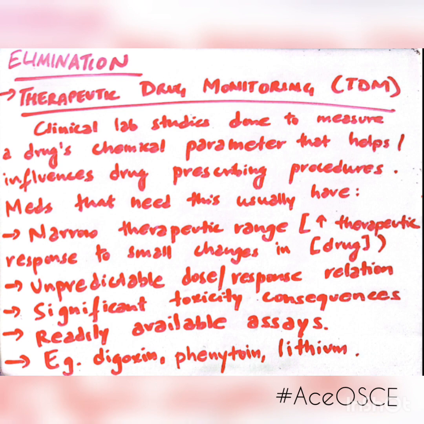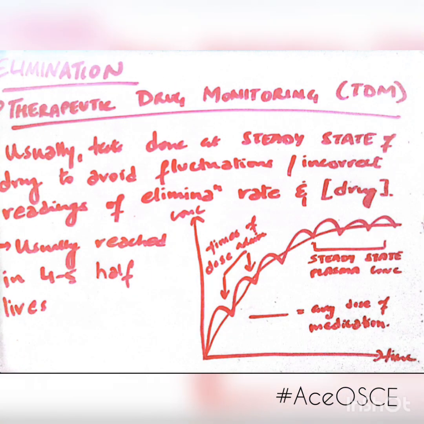And they have readily available assays, already available test results. So it's easy for us to therapeutically monitor these drugs, especially when we're giving them IV or at certain intervals. So this is really, really important. I will be going through when and how to do TDM in a very brief way in the next slide. So usually the tests for therapeutic drug monitoring are done at the steady state of the medication. This is done to avoid fluctuations or incorrect readings of the elimination rate and the drug concentration.